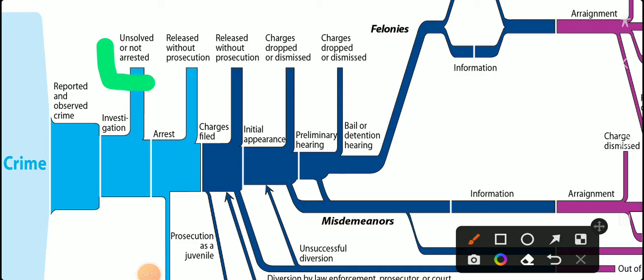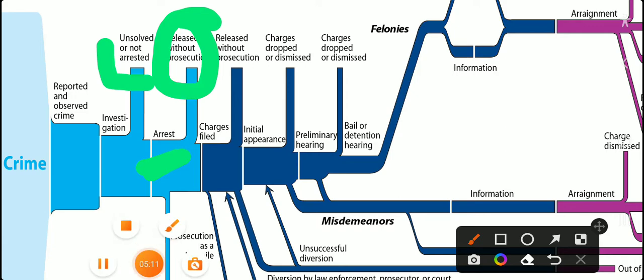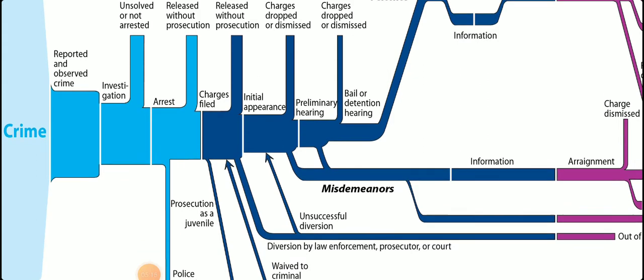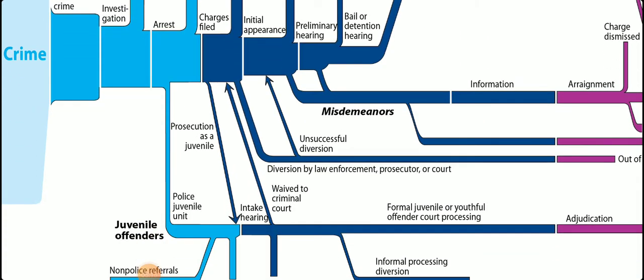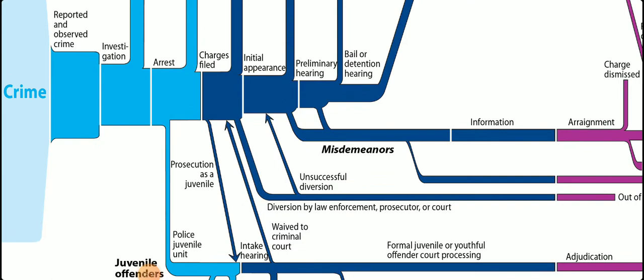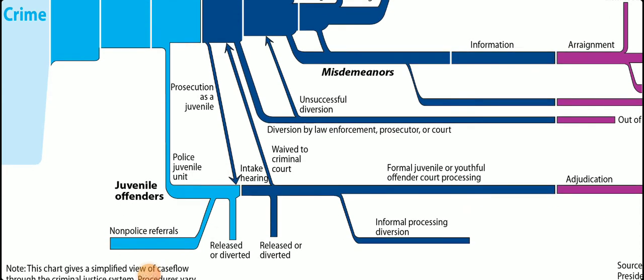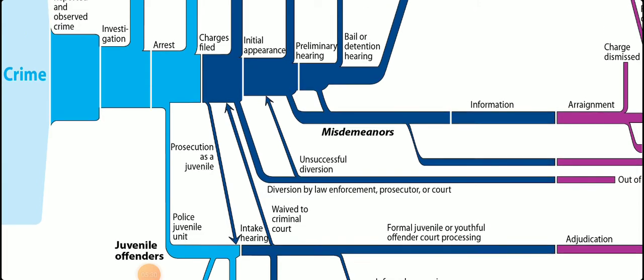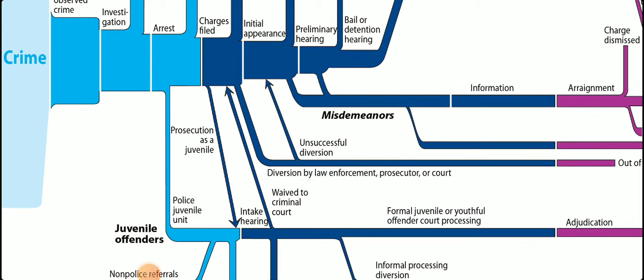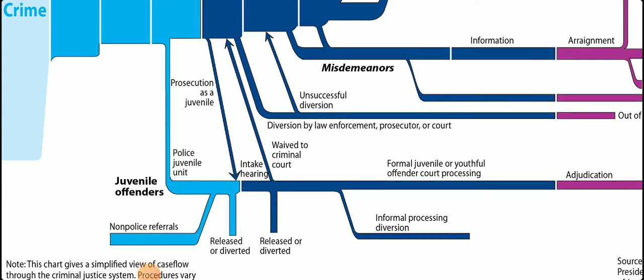If the investigation continues, the person is arrested. If arrested, either they are released without prosecution, or if not released and it is a juvenile, a small child under the age of 16 or 15, in some countries 18, in some countries 12, then it is shifted into the police juvenile unit.